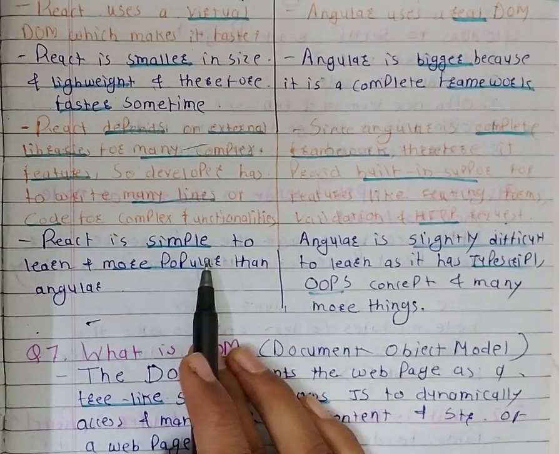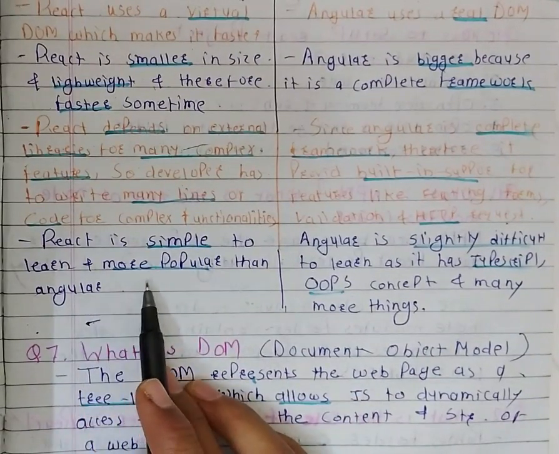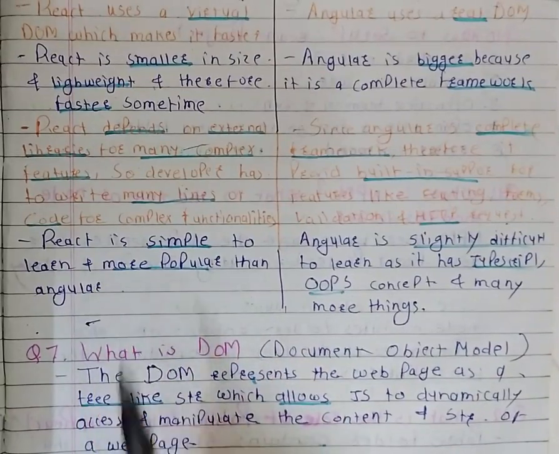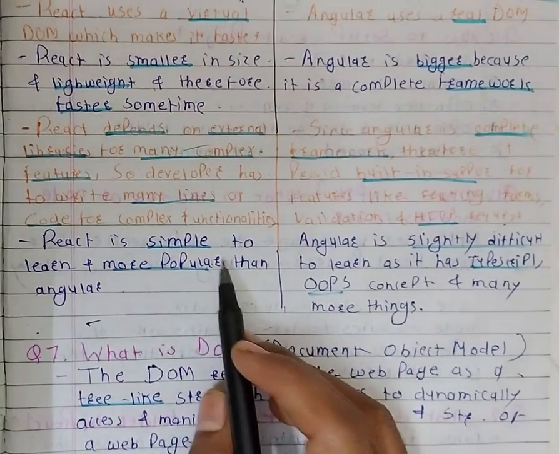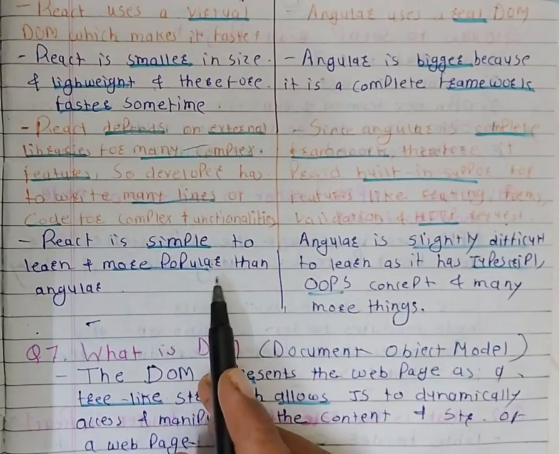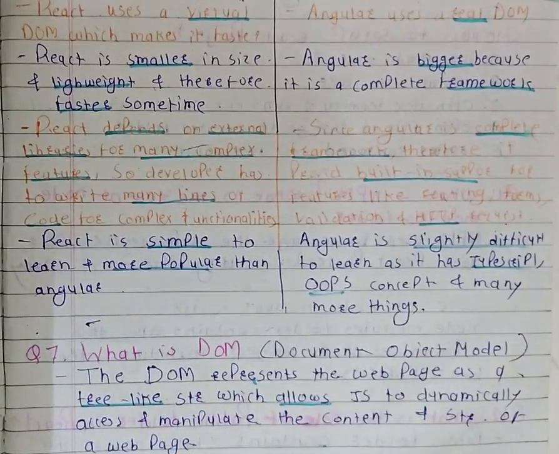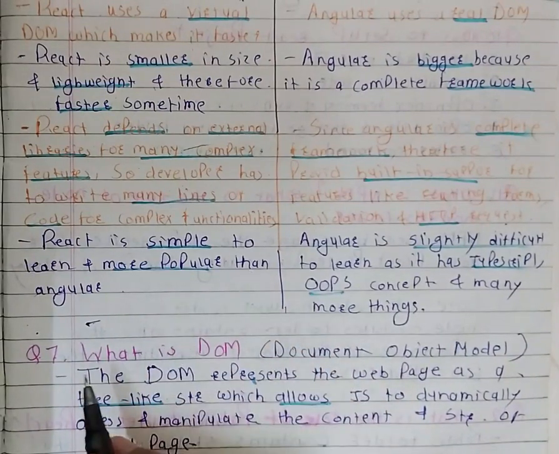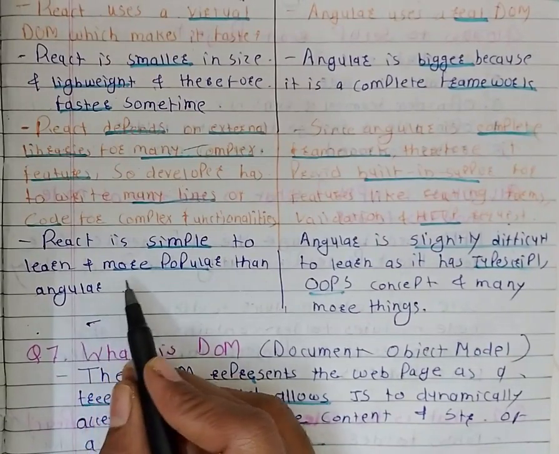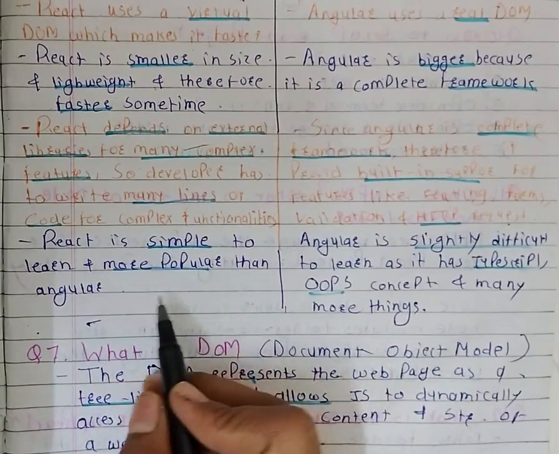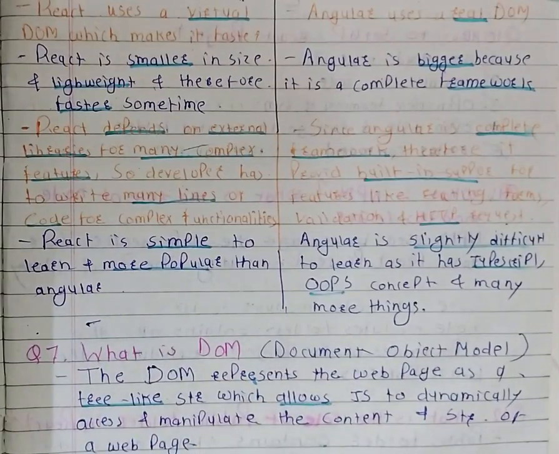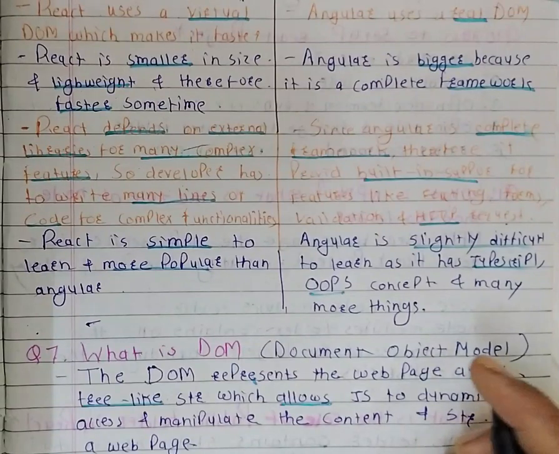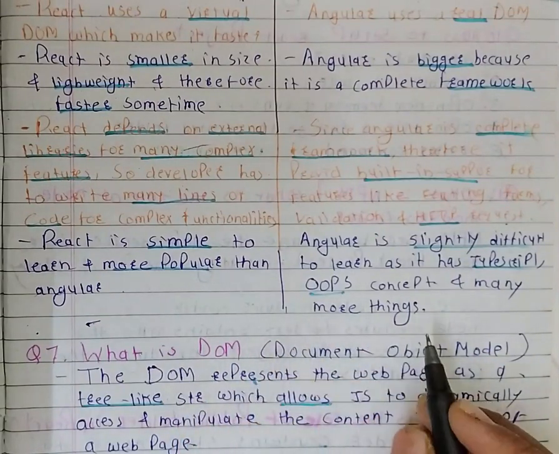Then React is simple to learn and more popular than Angular. Basically, React is simpler as it is component based and as it is a library, there are no strict rules in React. And it is more popular than Angular because it is a library as well as very simple, so React is more popular.